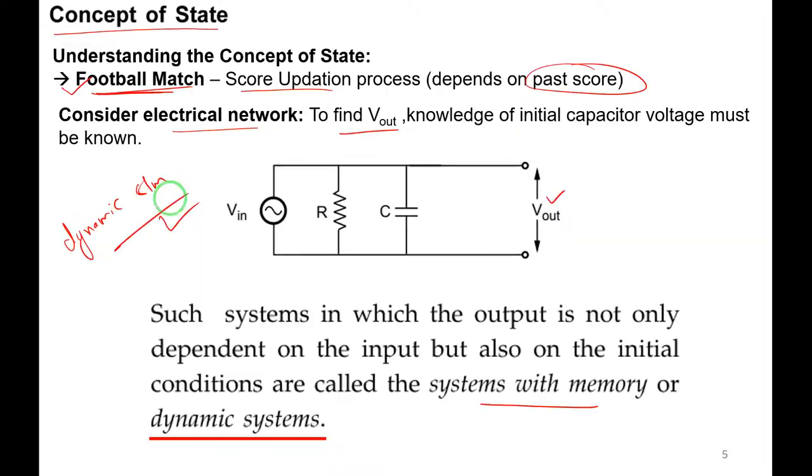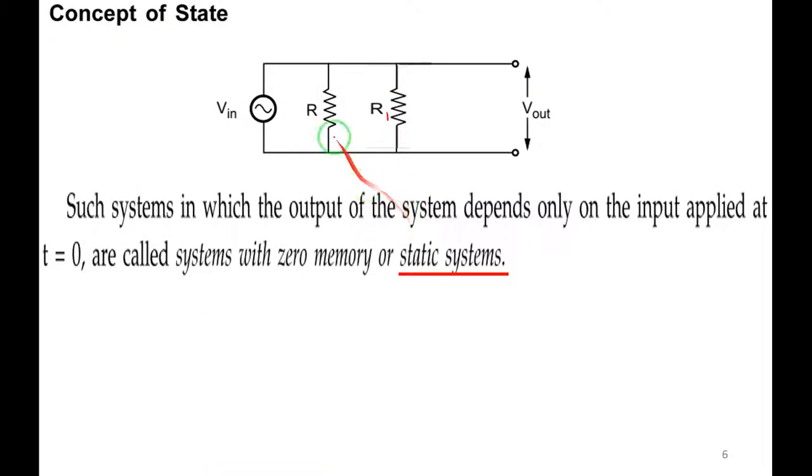Now if I replace this capacitor by another resistor R1, this becomes a static system. What is a static system? We'll study static systems. You can observe here the output V out depends only on the input here. It does not depend on the voltage across these resistors. It depends only on the input. You can observe one more thing.